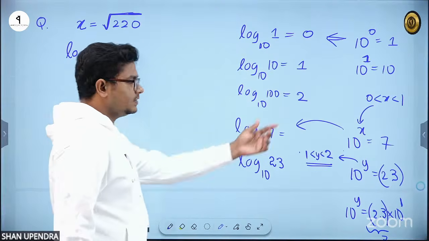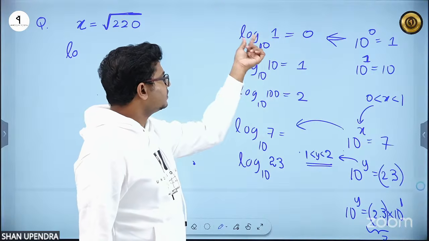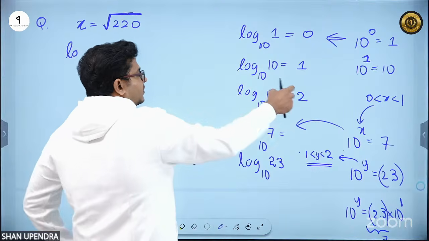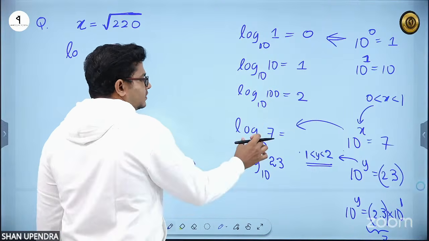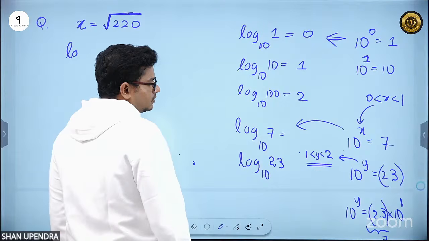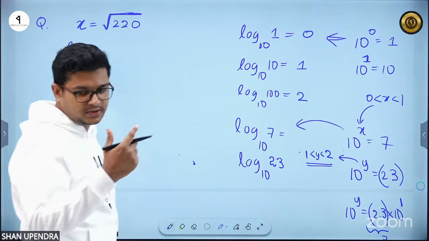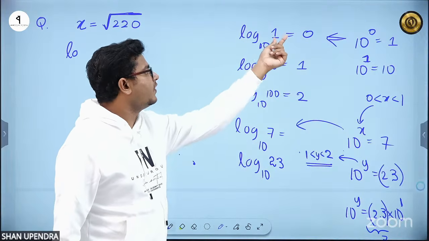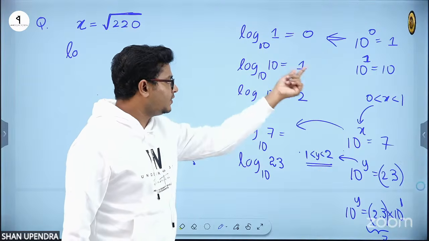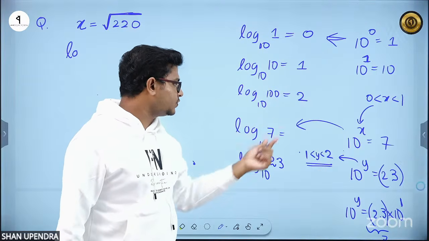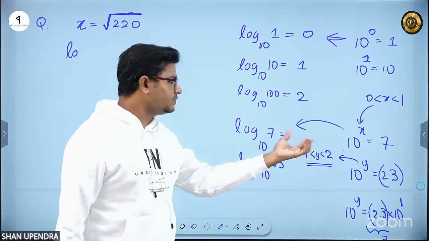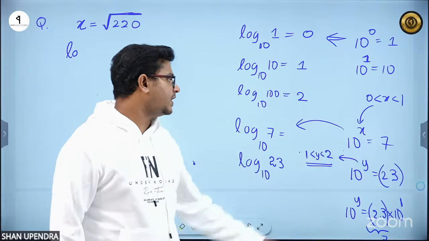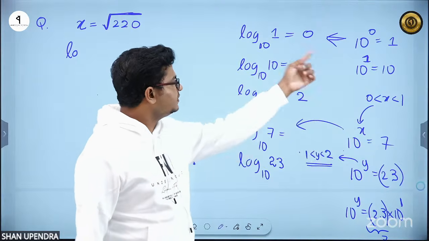So you can see here the concept is log base 10 of 1 equals 0, log base 10 of 10 equals 1, log base 10 of 100 equals 2. So let's take, I need log base 10 of 7. If you represent it as an index, 10 to the power x equals 7. So I need to find this x. This x should definitely be in between 0 and 1.